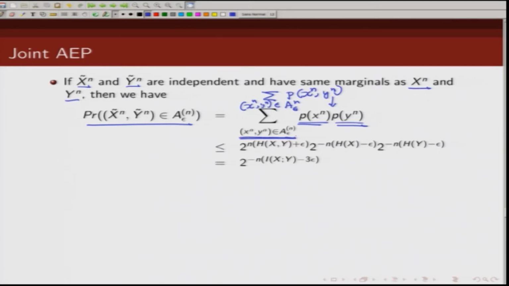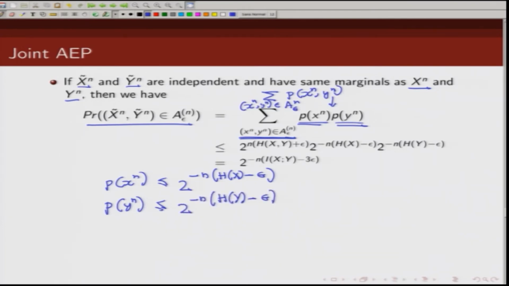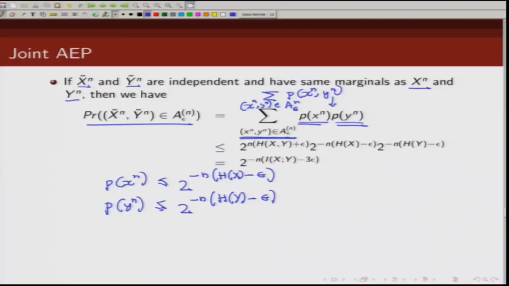Now we know that p of x^n is upper bounded by 2 raised to the power minus n times (h of x minus epsilon). We know that p of y^n is less than or equal to 2 raised to the power minus n times (h of y minus epsilon). Again, these follow from the properties of the jointly typical set. And we know that the number of elements in here is upper bounded by 2 raised to the power n times (h of xy plus epsilon), right?